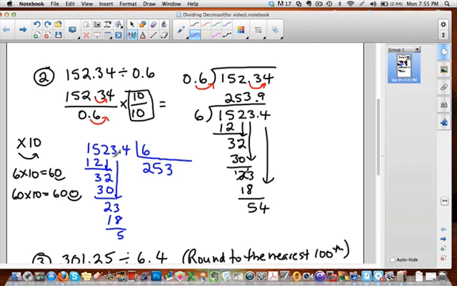I got to the 3. As I got to the 3, that's the last number before the decimal. So now I have to put the decimal in because I'm looking at the 4, as soon as I bring down the 4. Okay, 6 times 9 is 54.